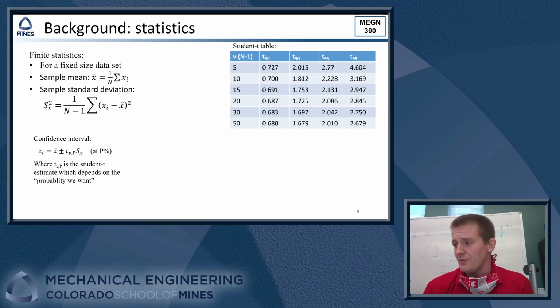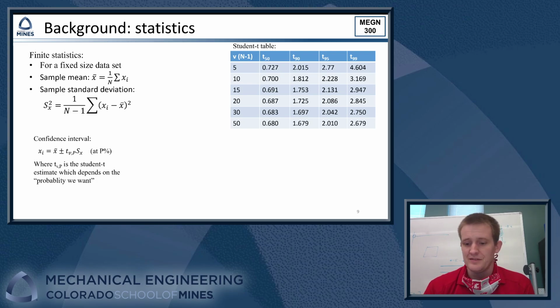All right, once we have those two numbers, we can calculate the confidence interval using Student's t-table. What we're going to do is take the sample mean, and the confidence interval is defined as the sample mean plus or minus the sample standard deviation times the t-value. And the t-value is what comes from the Student's t-table.